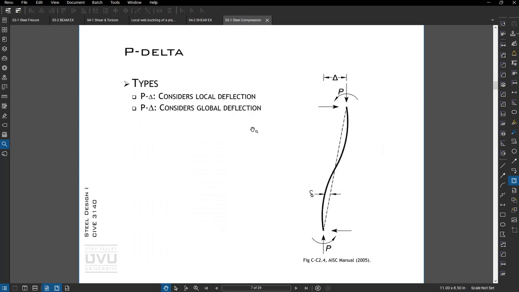All right, P delta. So as the column deflects globally, you can have an increased moment in the column, and then locally between points of inflection, you can have an increased moment in the column. Sometimes we need to consider this, sometimes it's built into the equations.